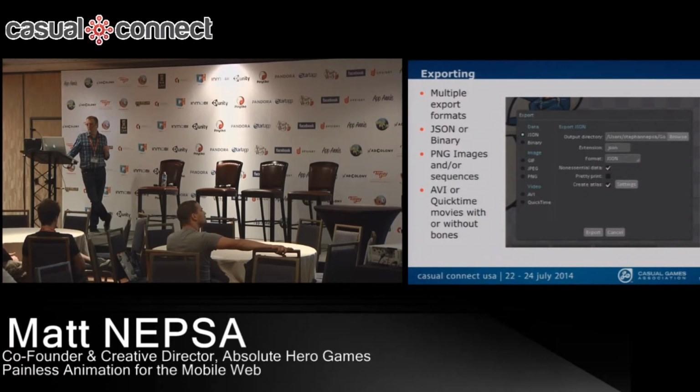You've got multiple exporting formats. It'll export the animation data in JSON or binary. You can also, if you choose to go the route of PNG sequences, it'll render those out for you too, straight out of Spine. And you can even do AVI or QuickTime movies.